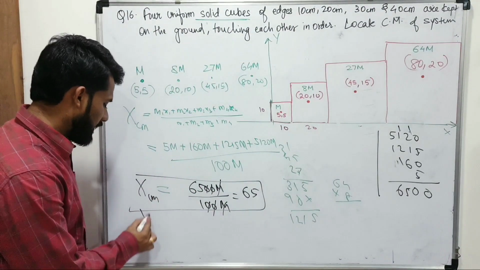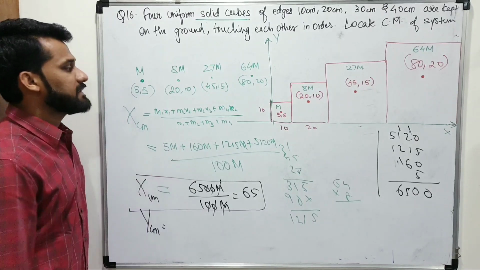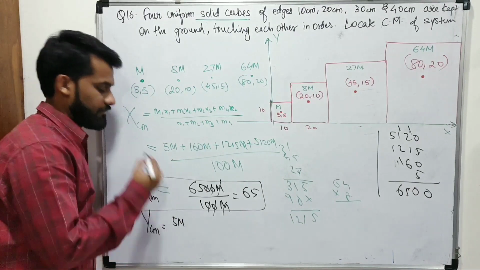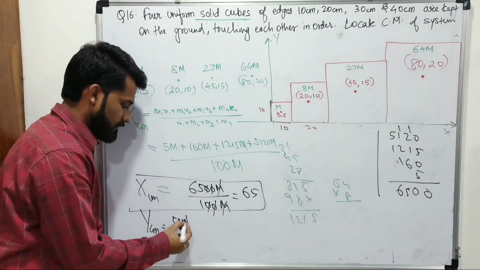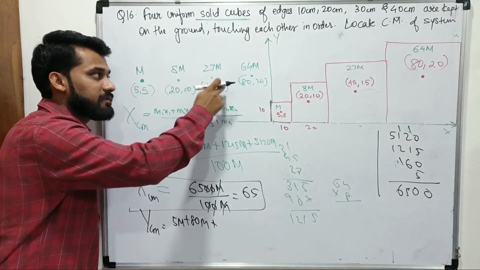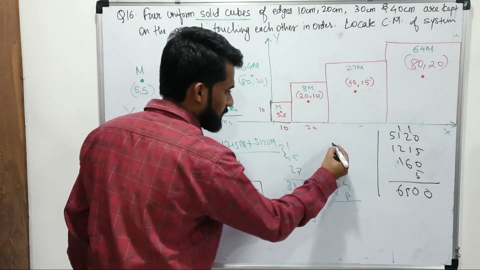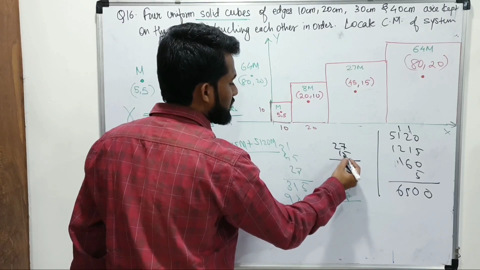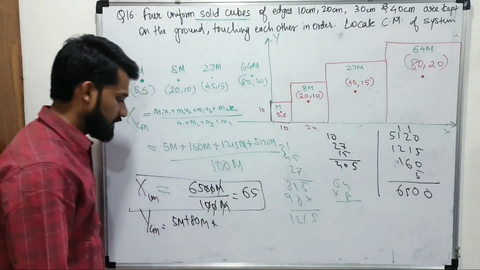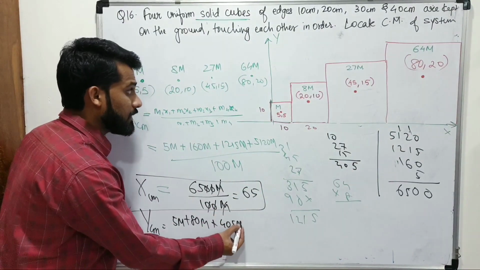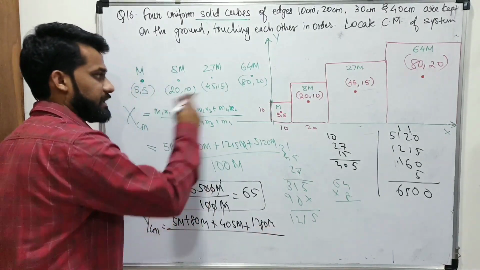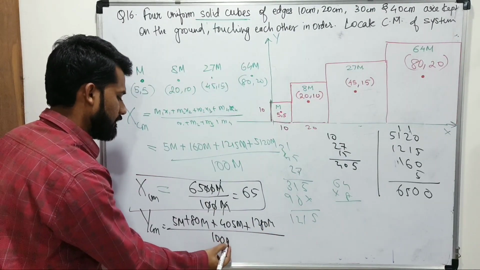Similarly, ycm you have to calculate. ycm will be m1y1, 5m, plus m2y2, 80m, plus m3y3, 27 into 15. We will calculate 27 into 15 separately: 15 sevens are 105, 15 twos are 30, so 405m, plus 64 into 20 is 1280m, divided by the addition, which will still remain the same 100m, right?